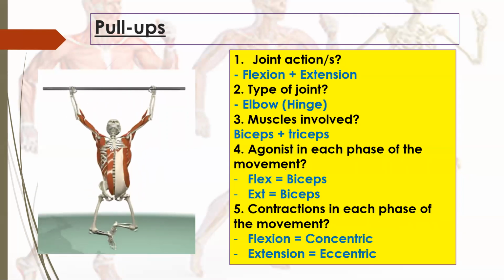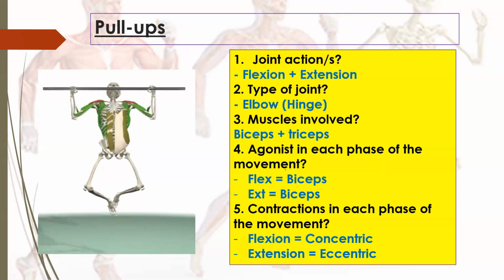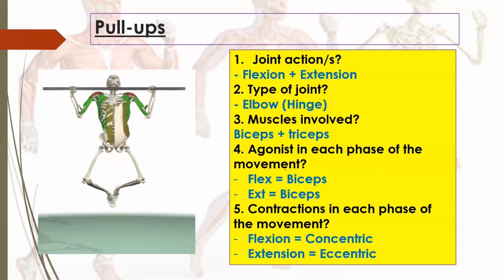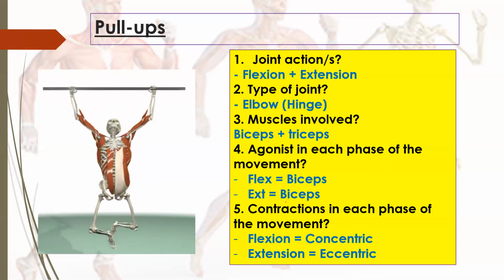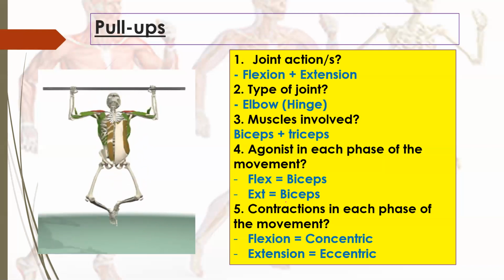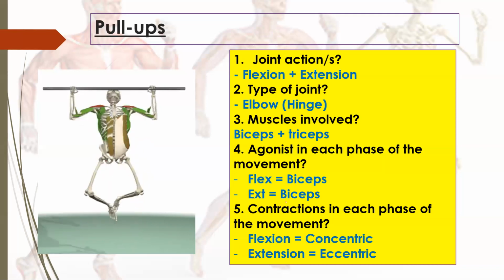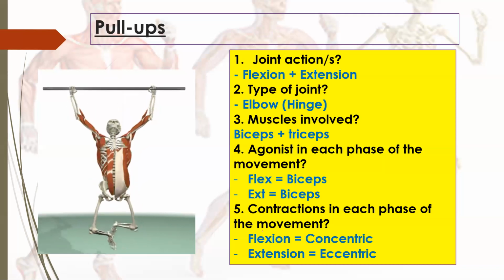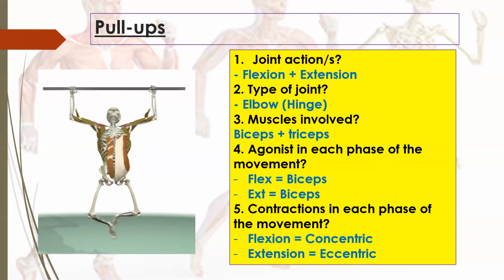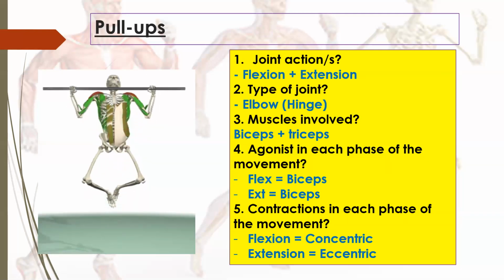So normally you'd think extension at the elbow, that has to be the triceps. No, because it's controlled downward movement, we know it's the opposite. So in this case, it's the biceps. Again, if you do this example, if you've got something you could pull yourself up on and then slowly lower yourself down, it will be the biceps that you feel working on the way up and on the way down. And the contractions involved in each phase of the movement, flexion on the way up, that's concentric, and then extension on the way down, which is eccentric. It's eccentric because it's controlled downward movement.